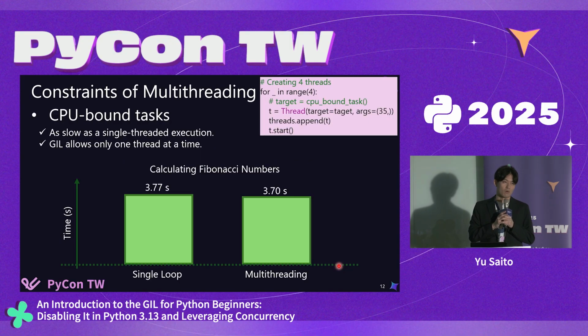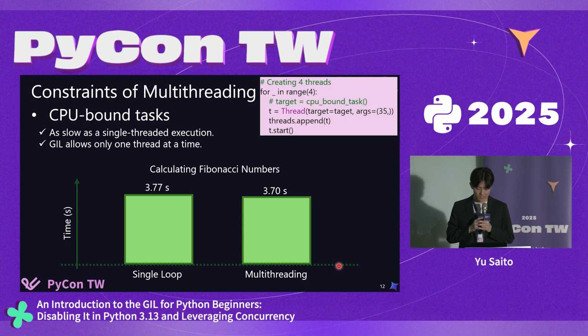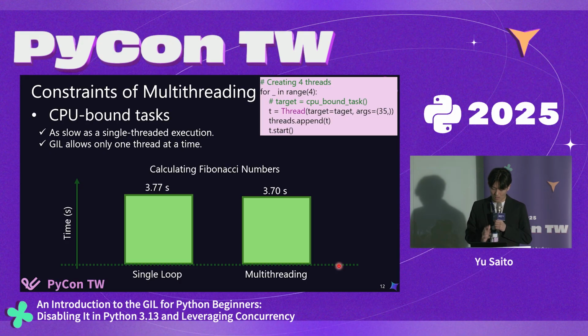Here is an example of how the GIL can actually degrade CPU-bound multithreading performance. As an example of a CPU-bound task, I selected the calculation of Fibonacci numbers. The left bar is the result of single threading, and the right bar represents multithreading. Ideally, multithreading is faster than a single thread.